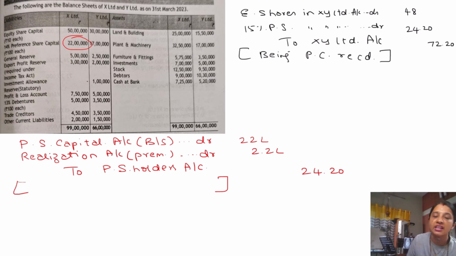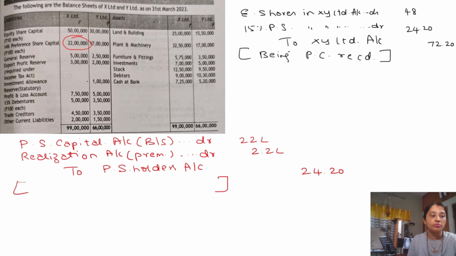When you close the realization account, when you are doing the journal, what you need to do? You need to find the total of all the debit columns. You need to find the total of all the credit columns. I'll show you later in the last slide. And then you will find out whether there is a profit or loss on realization. If the debit side is more and credit side is less, there will be a loss. If credit side is more and debit side is less, there will be a profit on realization, which we will be transferring to equity shareholders account.